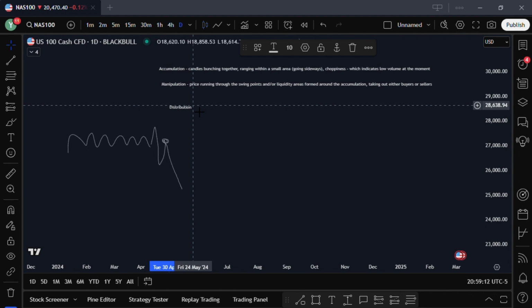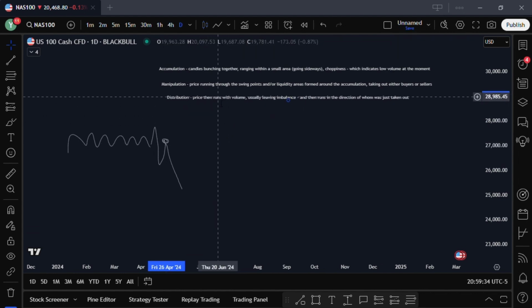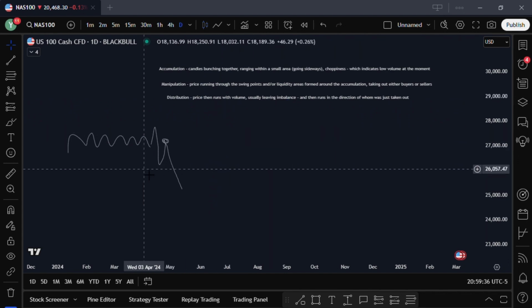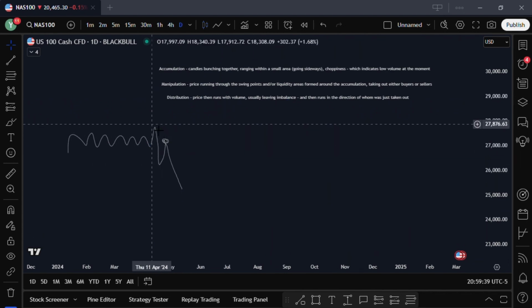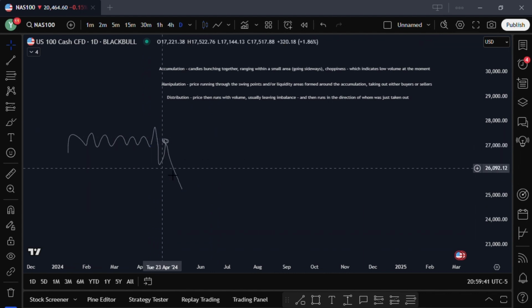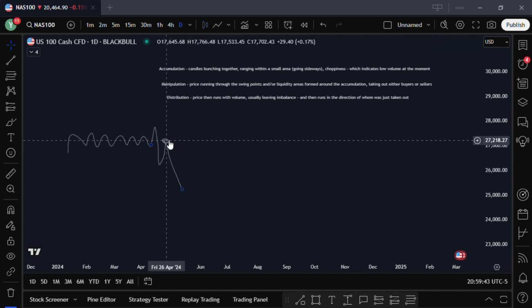So distribution. Price then runs with volume, usually leaving imbalance, and then runs in the direction of whom was just taken out. And that is what we call distribution. And that would be this leg here. So after you manipulate, price runs with a lot of volume. You can know that you have volume by imbalance.